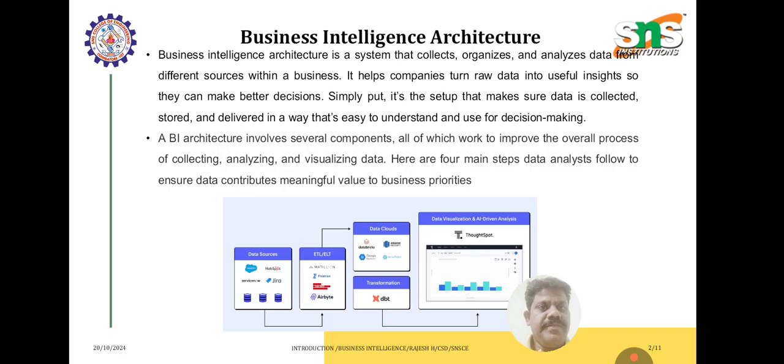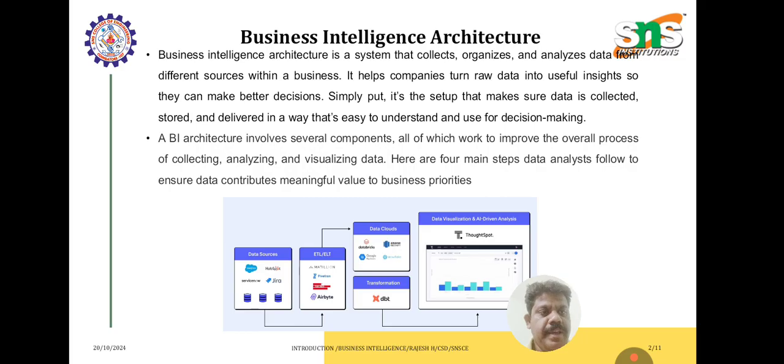So let us understand first what is Business Intelligence Architecture. It is a system that collects, organizes and analyzes data from various sources within the business. It also helps companies turn raw data into useful insights so that business people can make better decisions. To make it very simple, it is the setup that makes sure the data is collected properly, stored properly and delivered in a way that is easy to understand and meaningful.